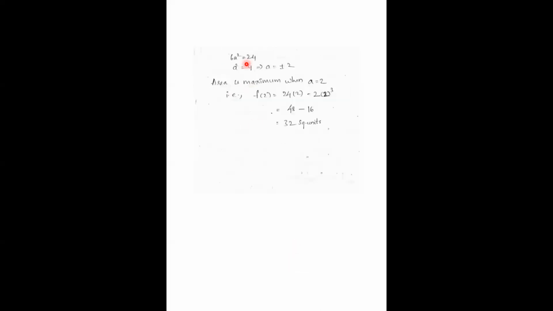24a minus 2a cube. To get the maximum area, f dash a should be 0. Let's find f dash a. F dash a will become 24 minus 6a square. This is equal to 0. Now, by solving 24 minus 6a square equal to 0, we will get the value of a. This is equal to plus or minus 2. Then the area of the rectangle will be maximum at a is equal to 2.